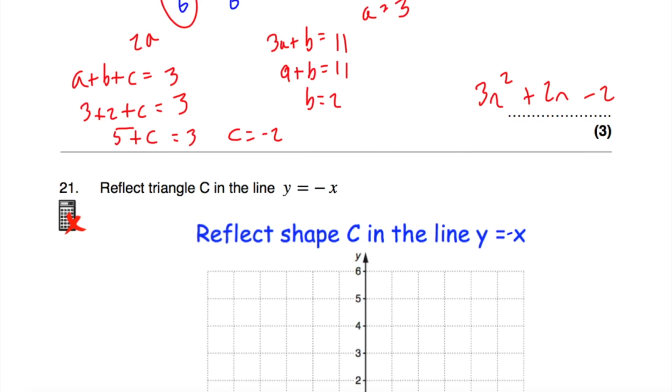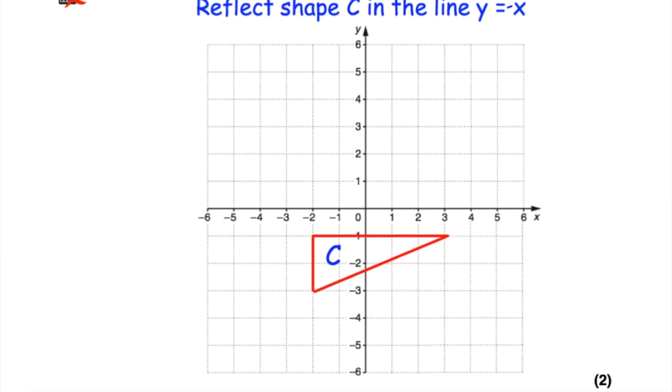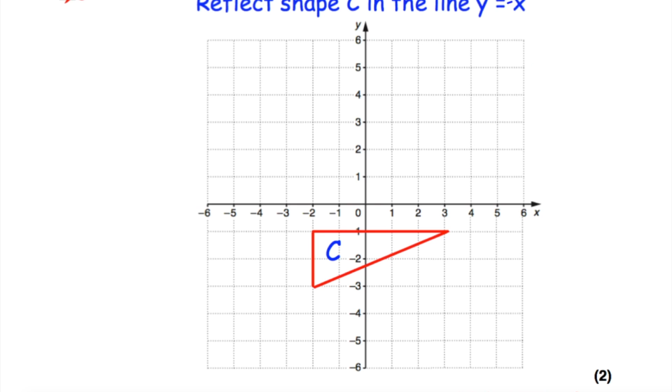Okay, let's look at our next question, question number 21. We've been asked to reflect this triangle C in the line y equals negative x. So we're going to draw the line y equals negative x. Remember, the line y equals negative x will have a gradient of negative 1 and pass through the origin. So it looks something like that.